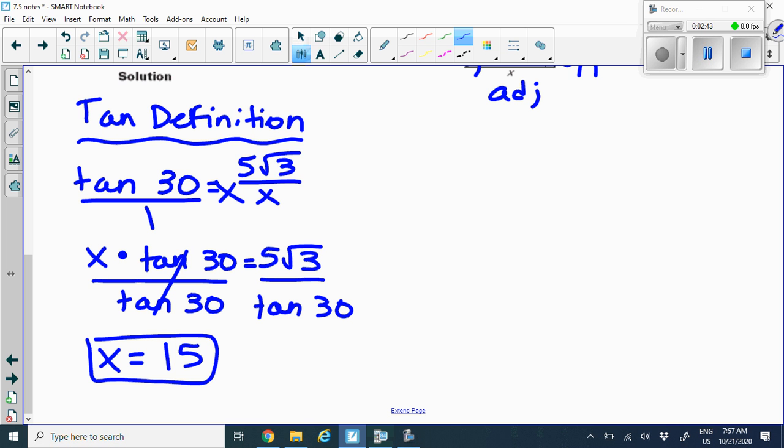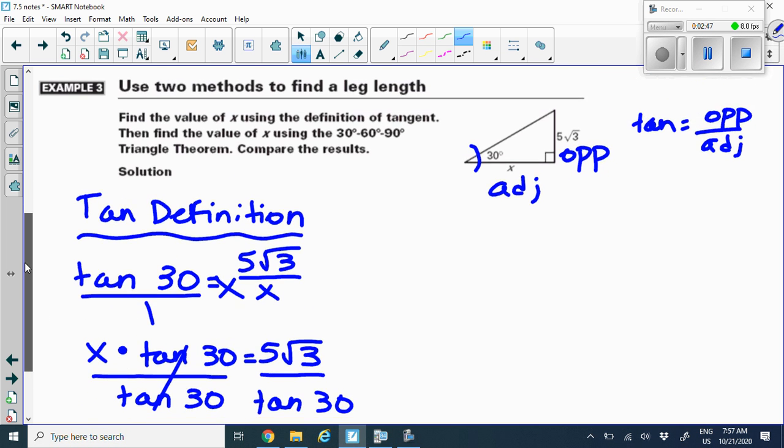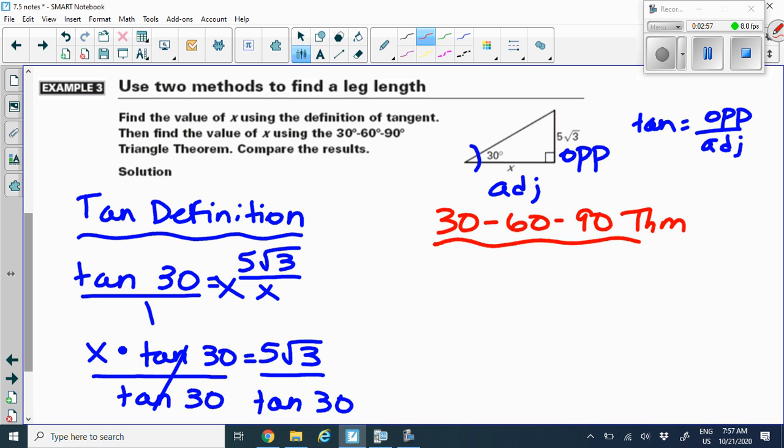Okay, now we're going to try the 30, 60, 90 triangle and see what answer we get there. So this is basically just a review of what we've done before. Now, you might be wondering, why are we using the 30, 60, 90? Well, if we look here, notice that we have our 30 degrees, right? So we can assume we have to use the 30, 60, 90. We can't use anything else.